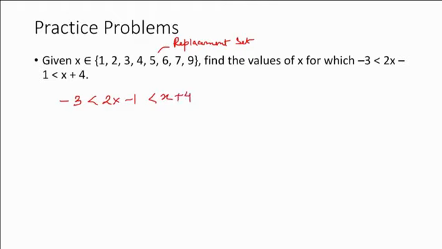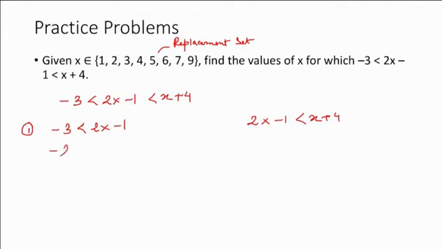So let's solve this inequality in two parts. Let's take part 1, -3 < 2x - 1, and the second part, 2x - 1 < x + 4. So let's simplify each part individually. Our objective is to take all the like terms on one side and the unlike terms on the other side. So in this inequation for part 1, we have -1 on this side. In order to remove that, we add 1 on both sides of this inequality.